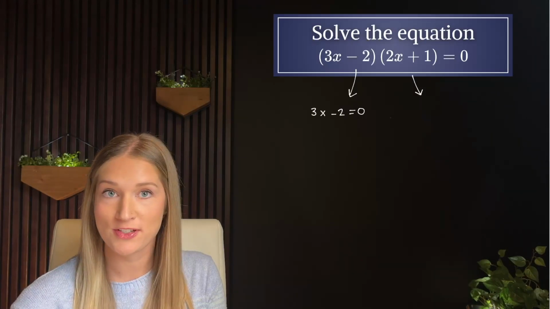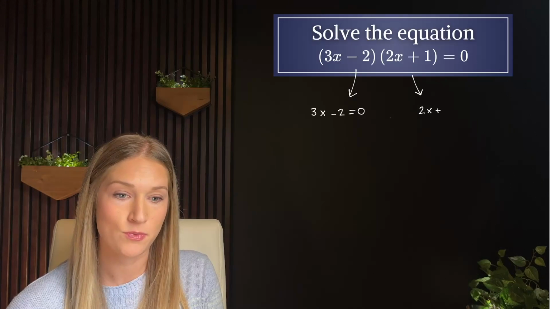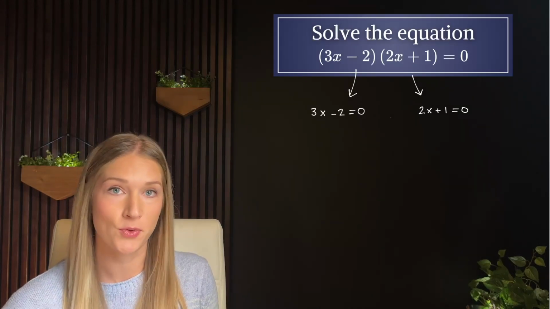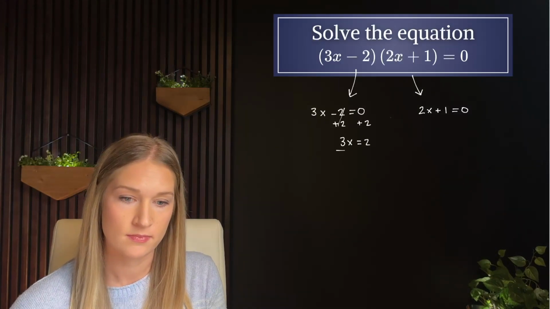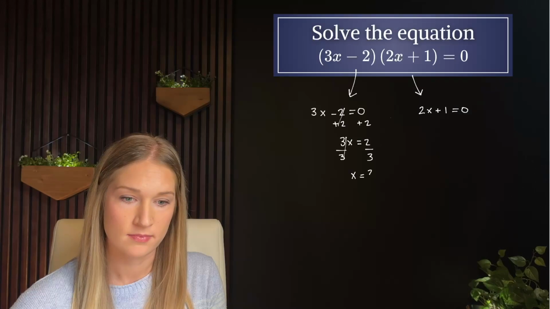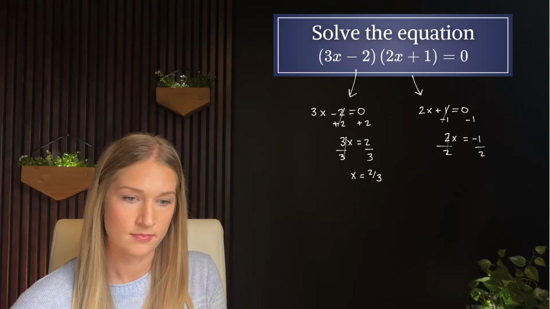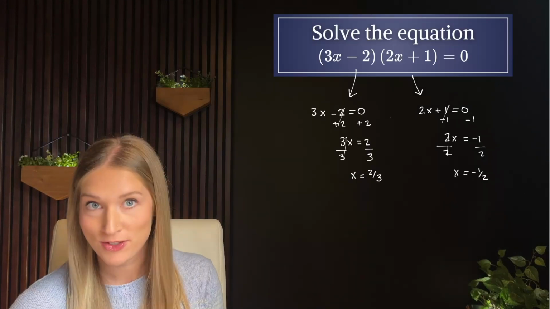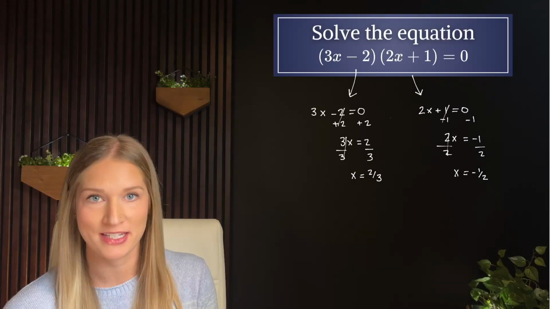My first option is 3x minus 2 could equal 0, or the 2x plus 1 could equal 0. Now I solve each of these to get both of my solutions. So my two solutions are going to be positive 2/3 and negative 1/2. Now let me show you what happens when we plug each of these in.